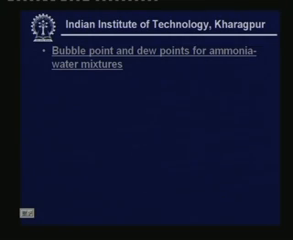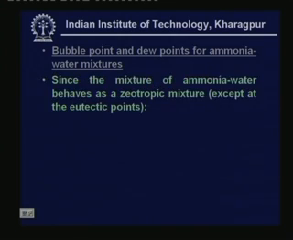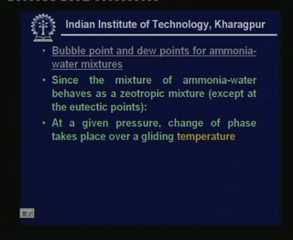Now, let us introduce an important concept of what is known as bubble point and dew points for ammonia water mixture. In fact, this discussion holds good for any binary mixture which is a zeotropic mixture. Okay. So, since the mixture of ammonia water behaves as a zeotropic mixture except at the azeotropic points, at an azeotropic point it behaves as an azeotropic mixture, but otherwise it behaves as a zeotropic mixture. So, what is the meaning of the zeotropic mixture behavior? It means that at a given pressure change of phase takes place over a gliding temperature.